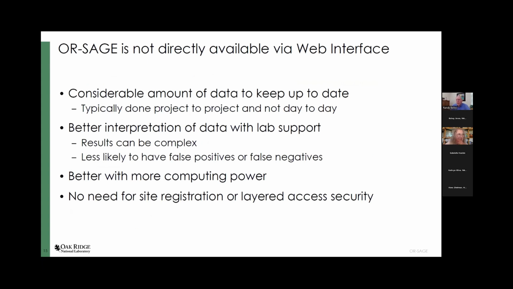As I noted, ORSage is not directly available via a web interface. We have a number of reasons why we don't do that. Number one is there's a considerable amount of data to keep up to date. We're not funded to keep it up to date on a routine basis, so it's typically done on a project-to-project basis and not on a day-to-day basis. That's the number one reason we don't keep a public-facing database out there.